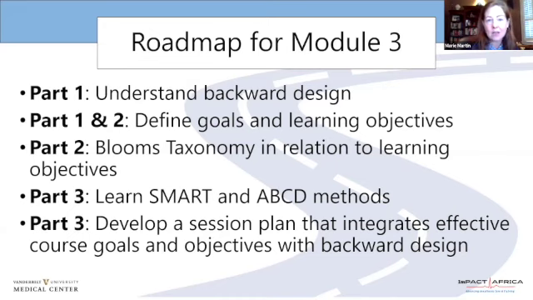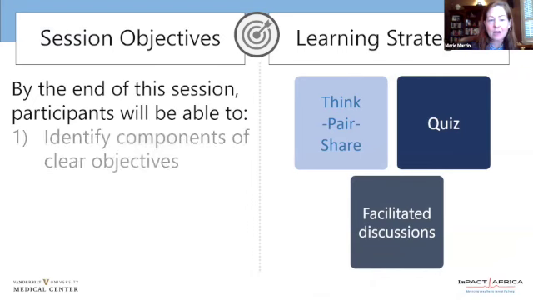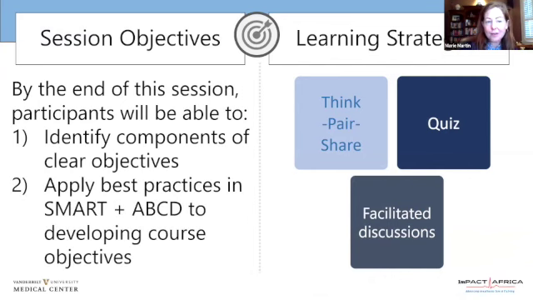You all are faculty leading your own courses, designing and developing new ones, even modifying existing ones. So we hope that these will be tools that you can apply right now, and then as you continue to enhance and improve your courses. So by the end of this session, I hope that you will be able to identify components of clear objectives. And I expect that you'll be applying best practices, either using SMART or ABC to develop course objectives.